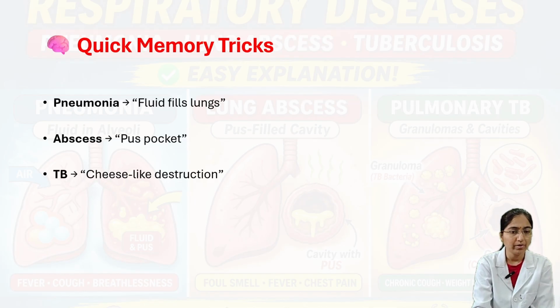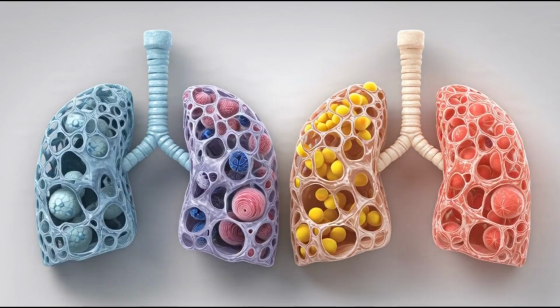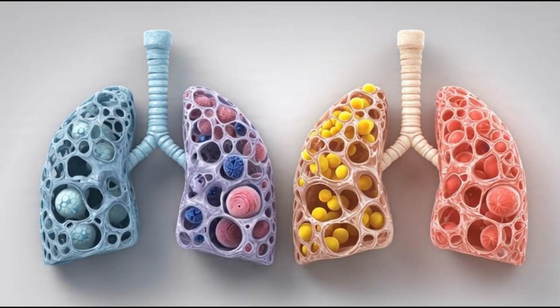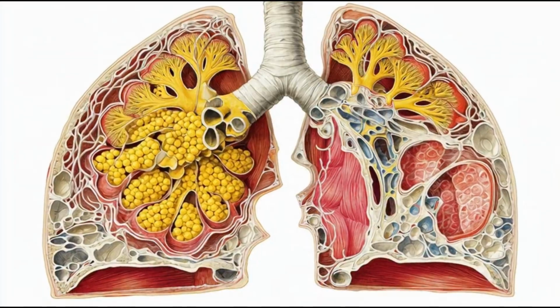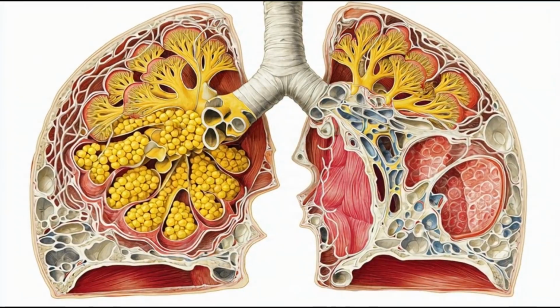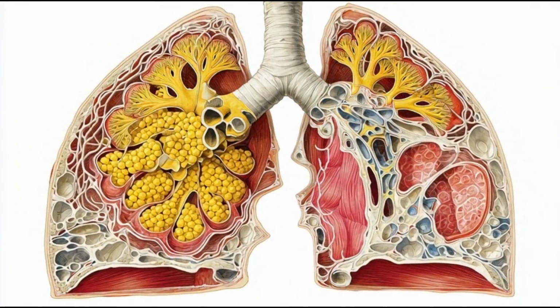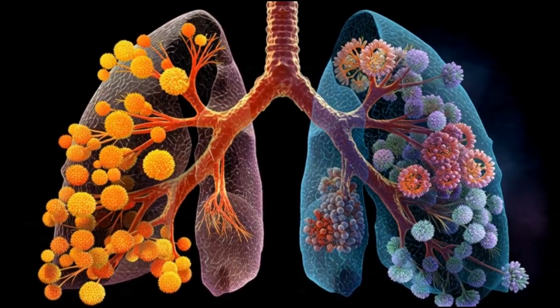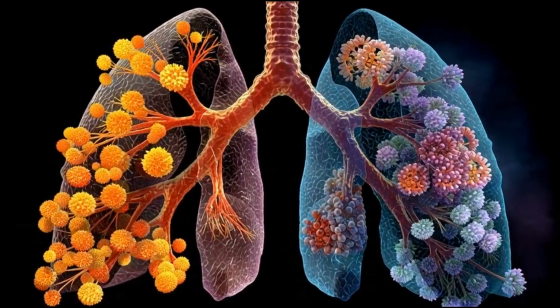Here, some memory tricks. Pneumonia: directly remember that it means fluid fills the lungs. Abscess means a pus pocket. TB means cheese-like destruction. You can remember easily like this. Now you can clearly understand how different infections affect the lungs in different ways: from fluid in pneumonia to pus in abscess and granulomas in tuberculosis.